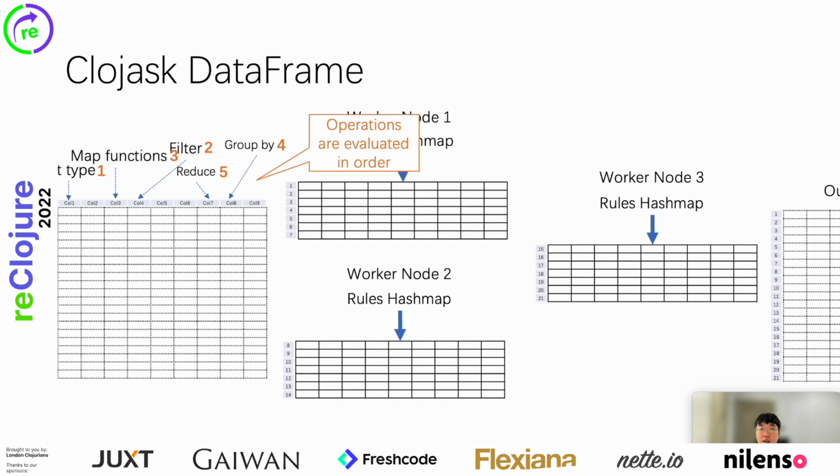First, one of the constraints we want the user to know is that operations are evaluated in a preset order. So that is to say, although you call, for example, set type first, map function second, then filter, in the real execution, filter will still go before map functions. Actually, the real order is first set type, then filter, next map functions, next group by, and finally reduce.